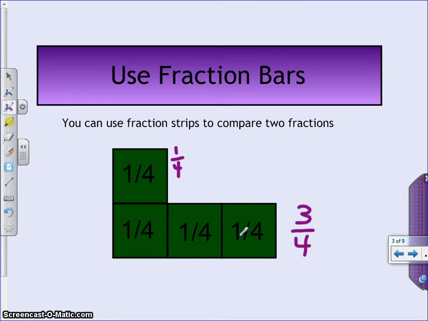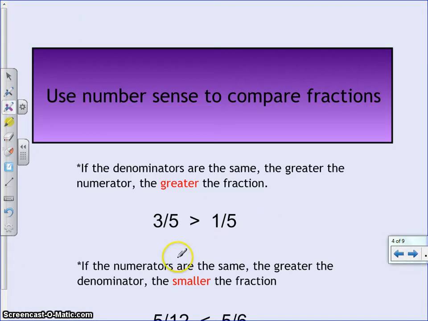So when the denominators are the same, that top number tells you how many pieces. Obviously, if the top number is bigger, then you have more pieces of that pie or candy bar or whatever it might be. Okay? Well, that was our last example for that one. We'll look at a couple more after we go over the next step. So again, going back to that example, if the denominators are the same, then the greater the numerator, it means you have more pieces, so you have the greater fraction.